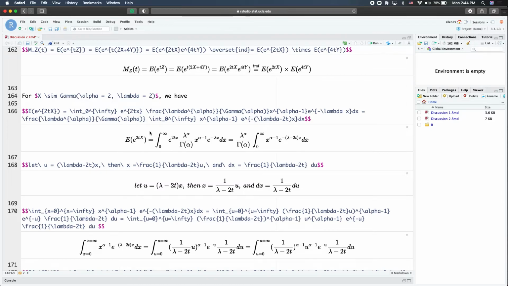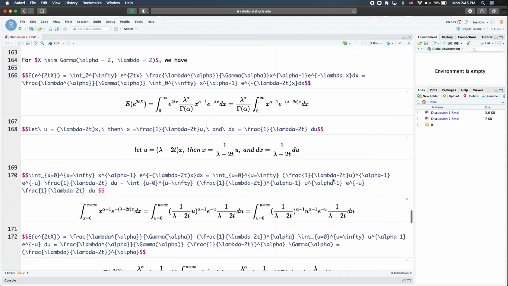So this is the moment generating function for a gamma distribution. By definition, it's E of e^(tX), the integral of e^(tx) multiplied by the PDF. This part is a constant, so we move it outside the integral. Then x^(alpha minus 1), and then e^(-(lambda minus t)x).